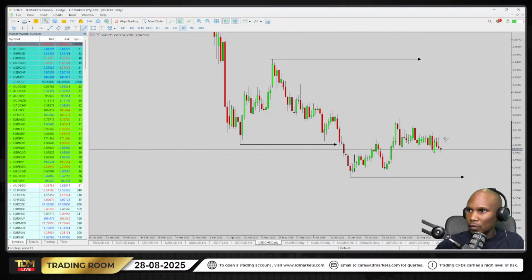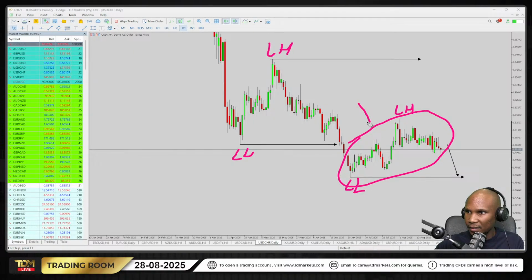The overall possibility that we're looking for is a continuation to the downside, right? Since we have a lower low here, we're anticipating a lower high and for price to come back down. This is basically what we are looking for, according to this swing structure. Now we are dealing with this phase in the market, but overall we are looking for a push towards the downside.